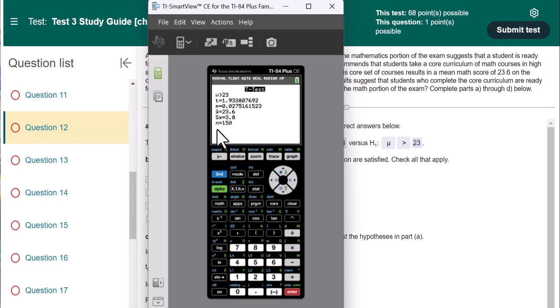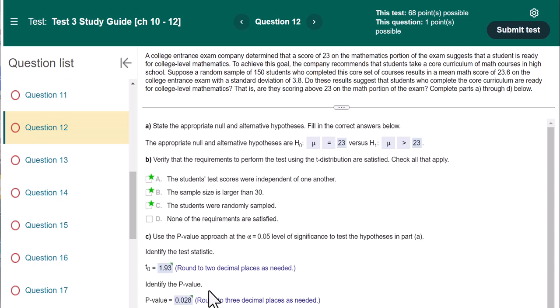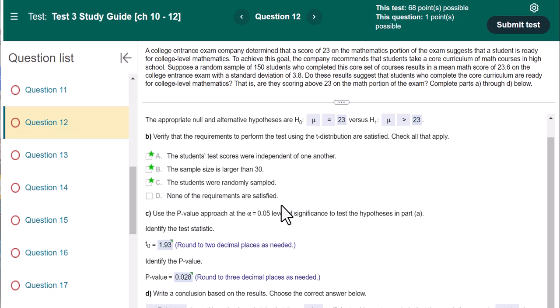t is 1.93, and look at the p-value, 0.0275. Here you go. If you round it to 3 decimal places, it will be 0.028. And what's the decision? Alpha is what? 0.05. That's less than alpha. We reject the null hypothesis and support the claim. So you conclude that there is enough evidence at the 5% level of significance to support the claim that the students who complete the core curriculum are ready for college level mathematics.